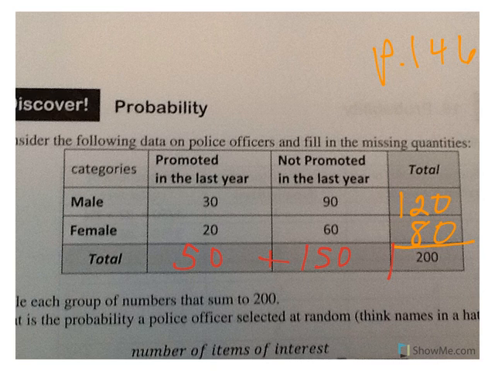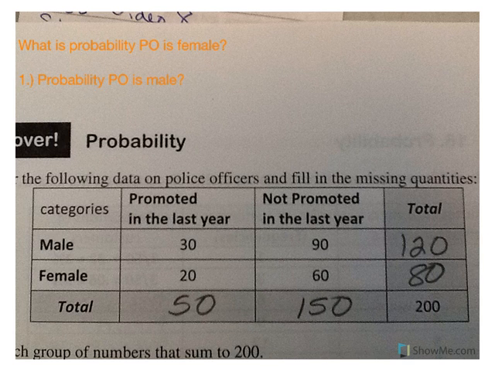So we've got a couple different ways to look at this. All right, let's answer some questions using this table. Using this table, the first question is not numbered. It's right underneath the table, and it says, what's the probability a police officer is female?